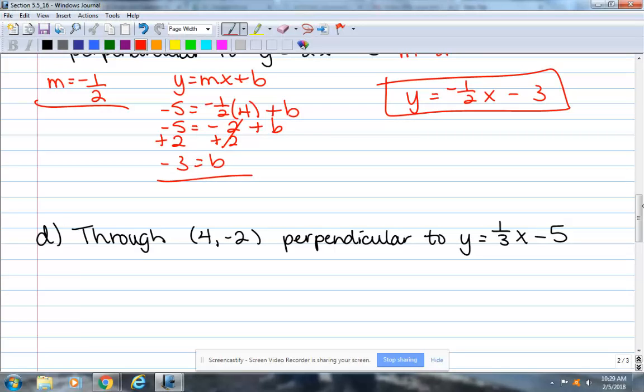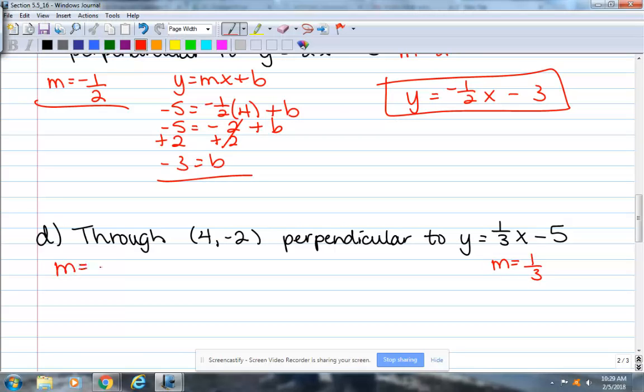All right, this time we want to go through the point (4, -2), and be perpendicular to the line y = 1/3 x - 5. So this one's in slope-intercept form already. Okay, so what is their slope? 1/3. Their slope is 1/3. So if we're perpendicular to that line, what is our line's slope?